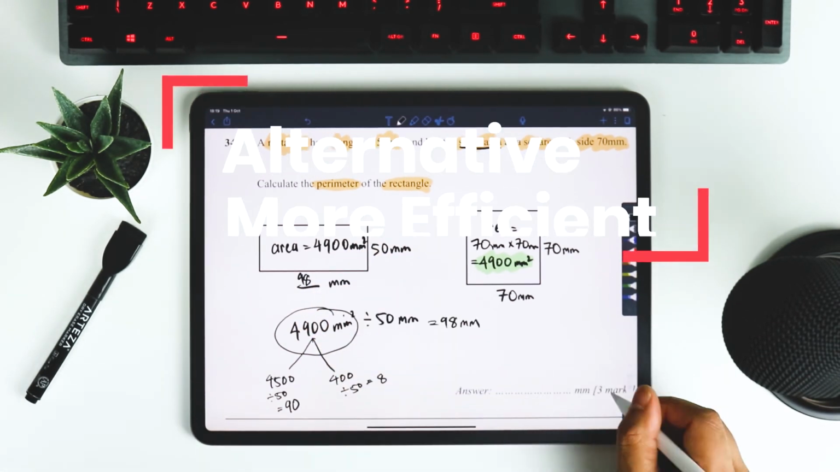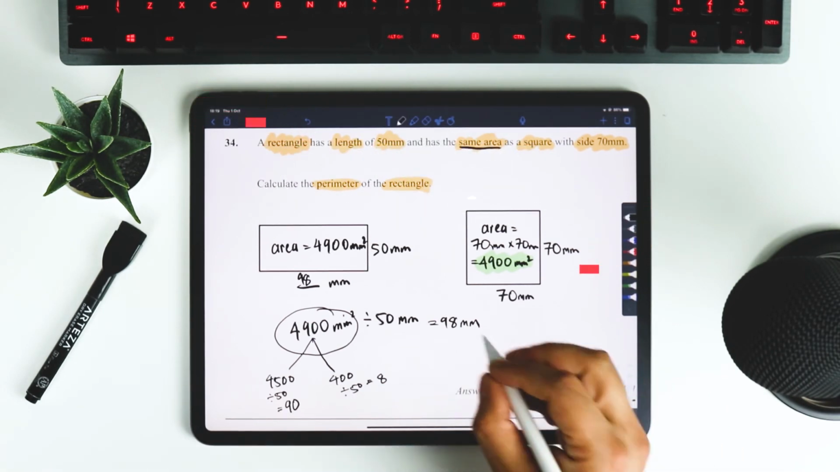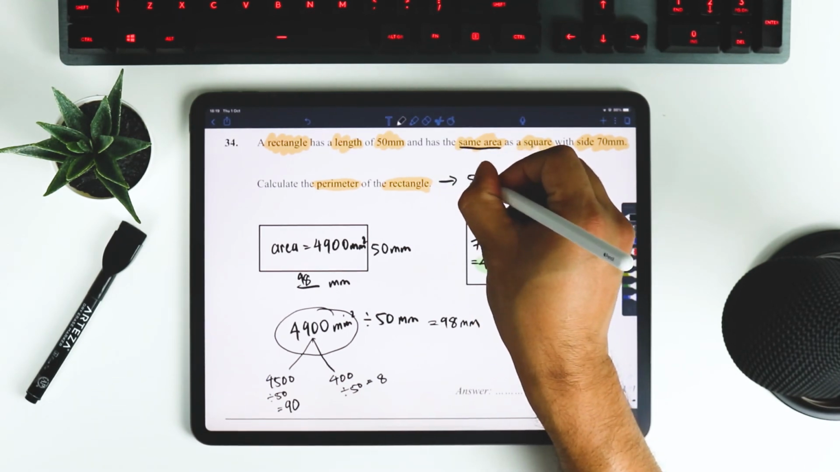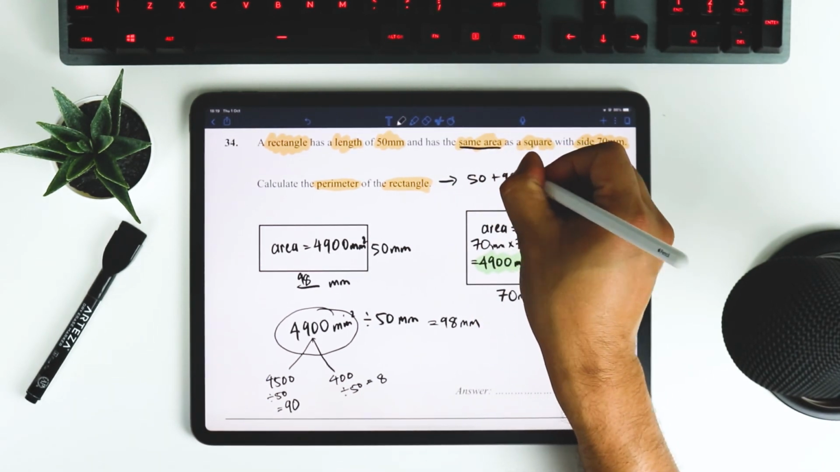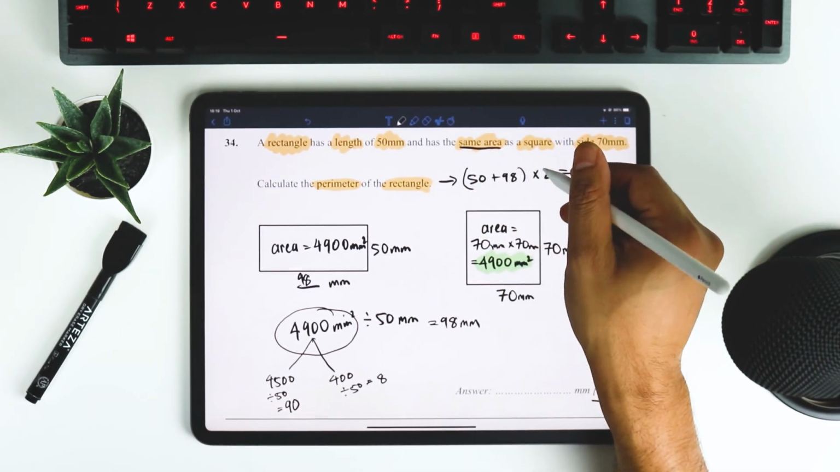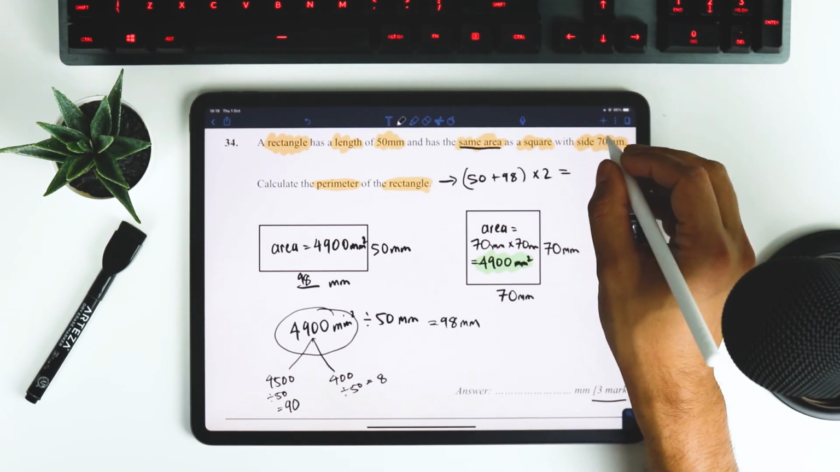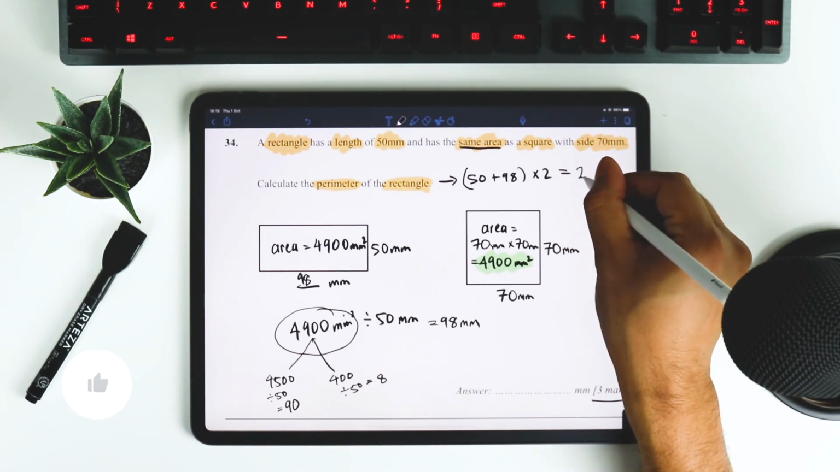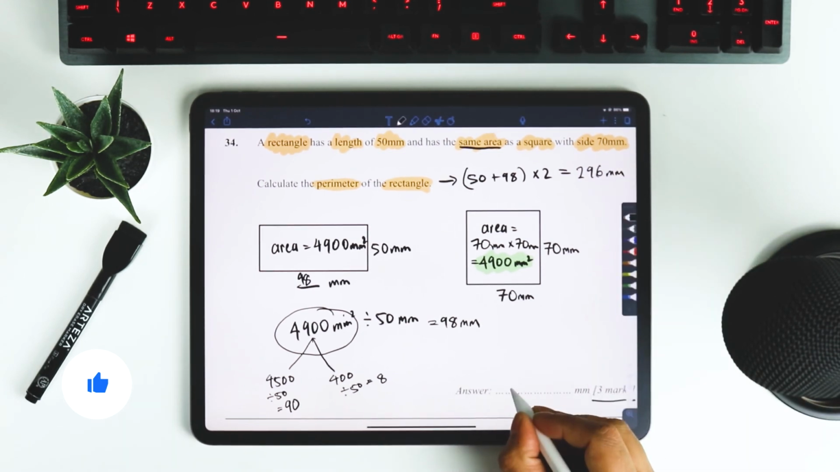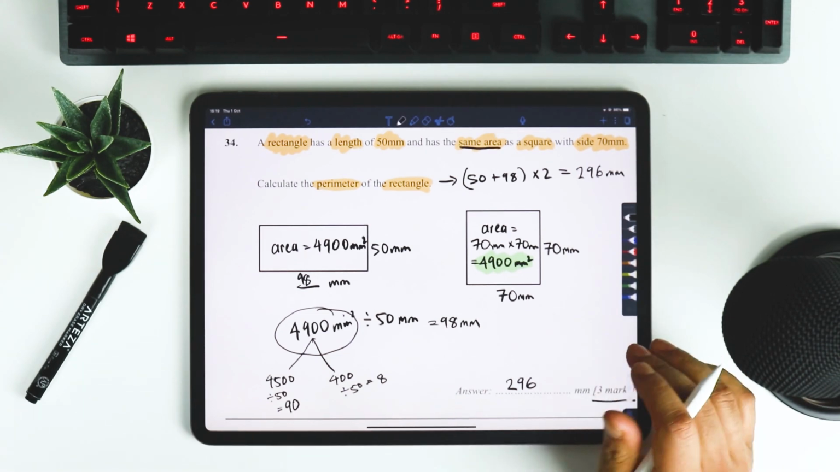That's still not the end of the question. It's a 3-mark question, so quite a bit to do here. So now we know that we have the two lengths of the rectangle. We're asked to work out the perimeter of the rectangle, which is going to be 50 millimeters plus 98 millimeters multiplied by 2. And you get 50 plus 100 is 150. So 50 plus 98 must be 148. 148 multiplied by 2 must be 296 millimeters. And so the perimeter of this rectangle is 296 millimeters. Hope that makes sense.